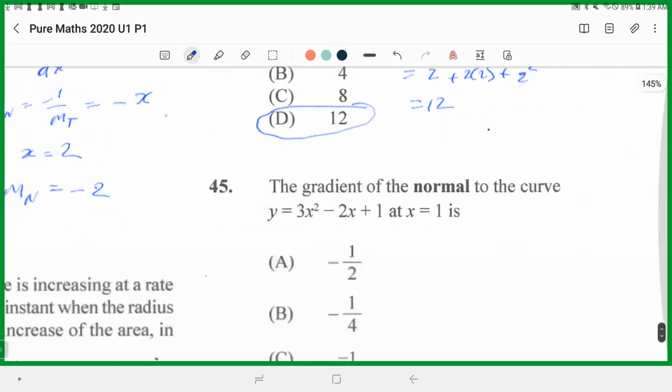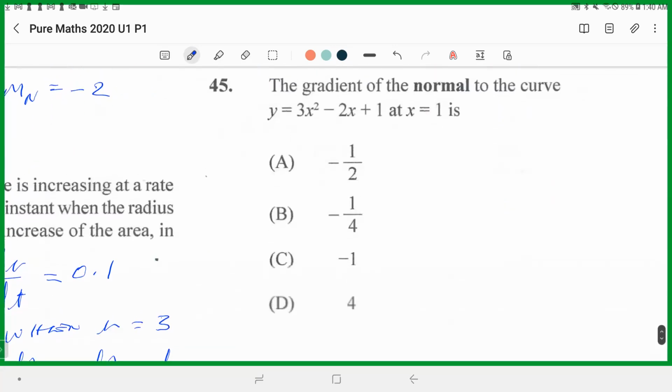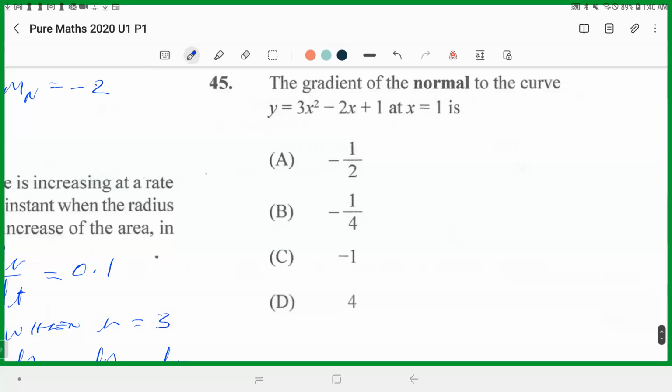It's question 45, last one. All right, let's finish this. It says the gradient of the normal to the curve at x equals 1. So the gradient of a tangent again. We get questions like this. The gradient of a tangent is dy by dx on the curve, which becomes 6x minus 2.